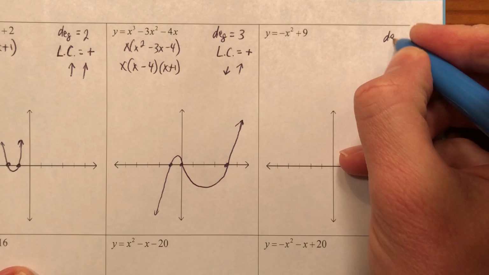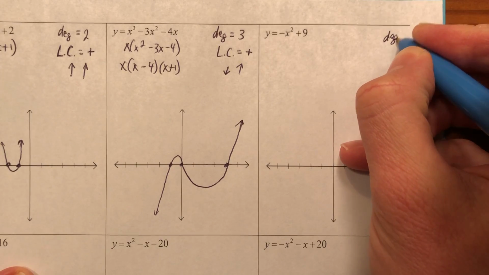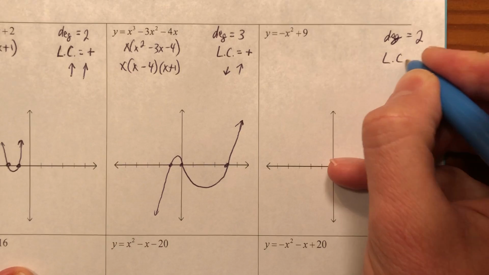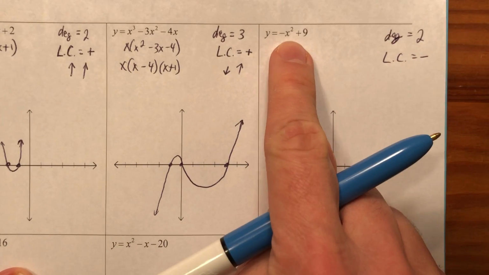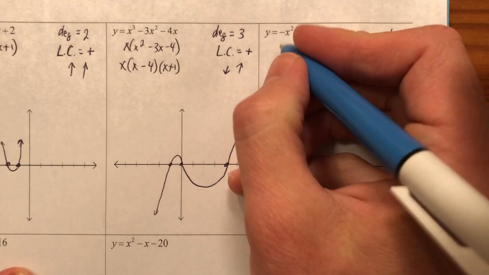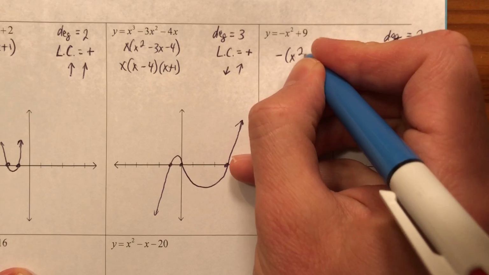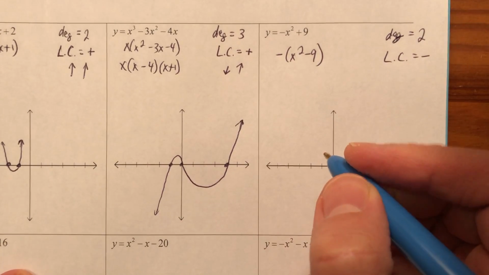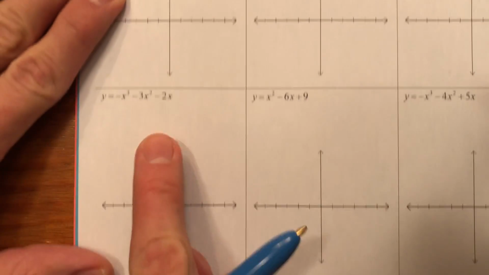Let's go ahead and do the degree on this one. The degree is 2. Leading coefficient is negative. I recommend we factor out a -1 first, though. That's going to really make our life easier on this one. Anytime you see a negative in the front, factor it out. It'll make your life much easier, trust me. So that's going to happen here. It's going to happen here, here, here, and here.